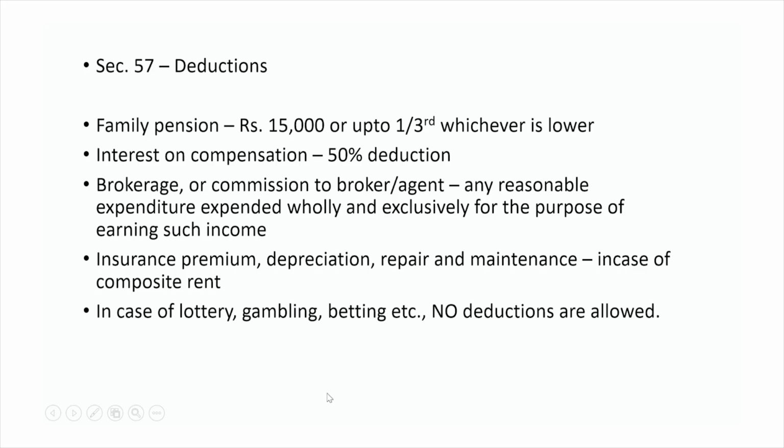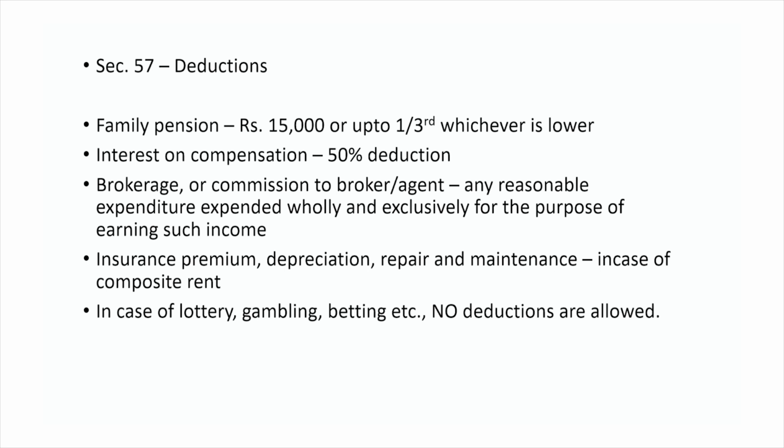Next, we look at deductions under section 57. And over here, it is said that in case of family pension, we give a reduction of rupees 15,000 or up to 1/3 of the amount, whichever is lower. Next, in case of interest on compensation, there is 50% reduction given. Then there is reduction which is given on brokerage or commission to a broker or agent.